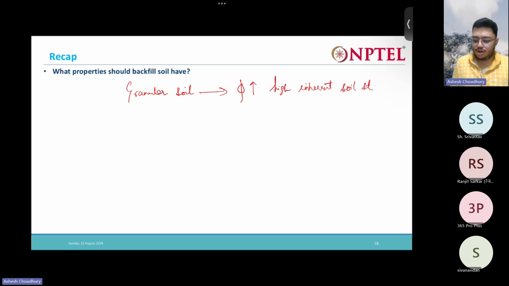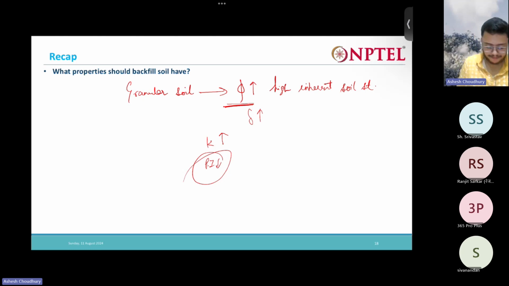Also, if we have high phi, we will have high delta. Delta is the friction angle between the soil and the reinforcement, so that is one more reason. And the other reason you mentioned, high permeability: the coefficient of permeability is high, so water can easily flow and drain out. The other reason is that they have a low plasticity index. So these are the basic properties that the backfill should have.